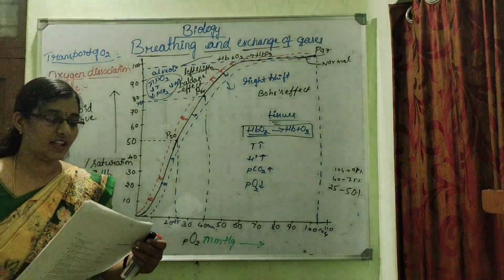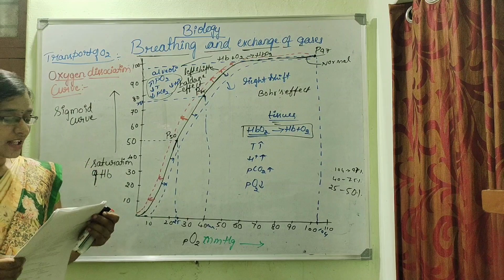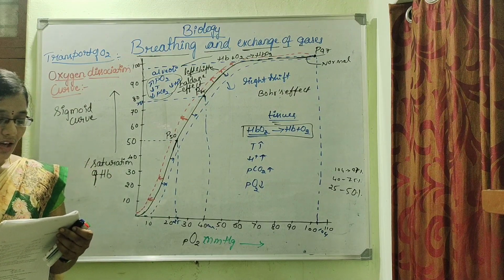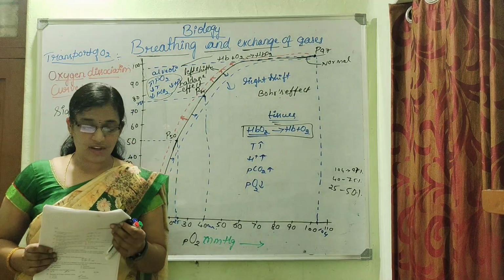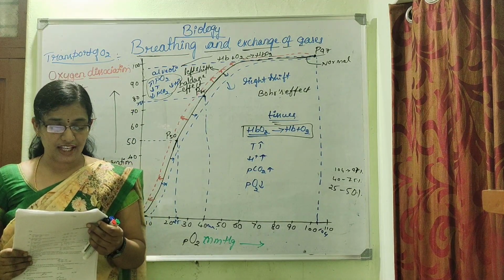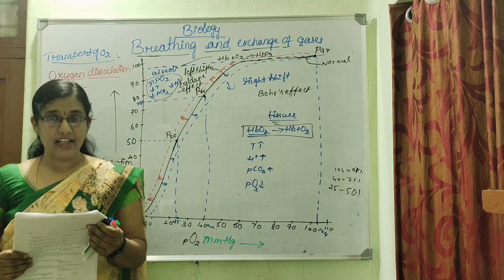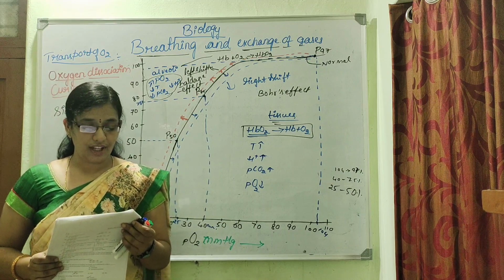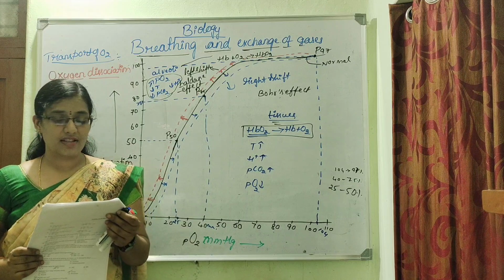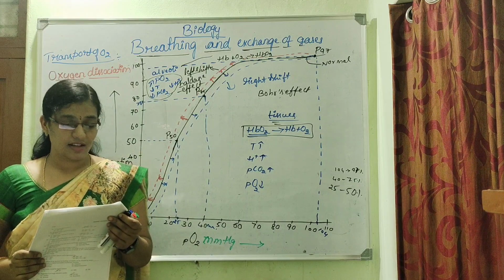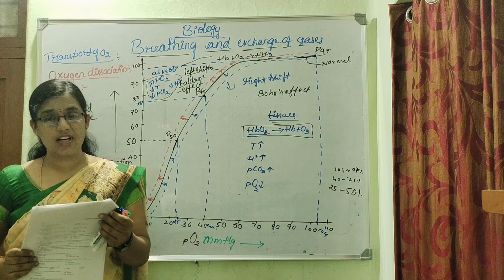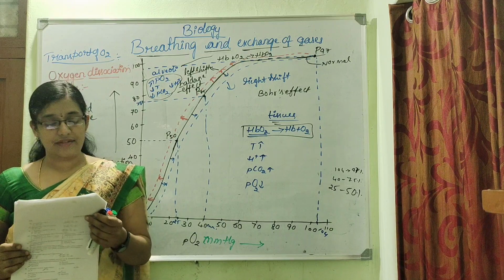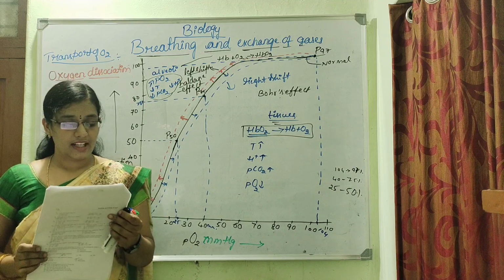Now let us go through the MCQs. Which of the following factors affects the rate of diffusion of gases? Option A, partial pressure or concentration gradient of diffusing gases. B, solubility of gases. C, thickness of diffusion membrane. D, all of the above. All the above: partial pressure, solubility of gases, and thickness of diffusion membrane all affect it. So option D.